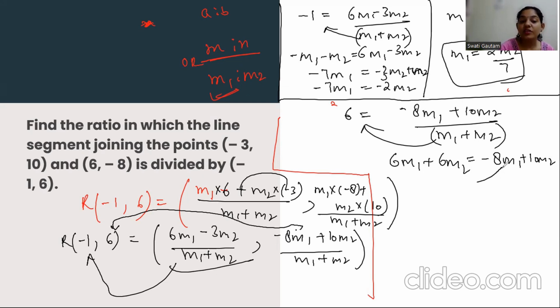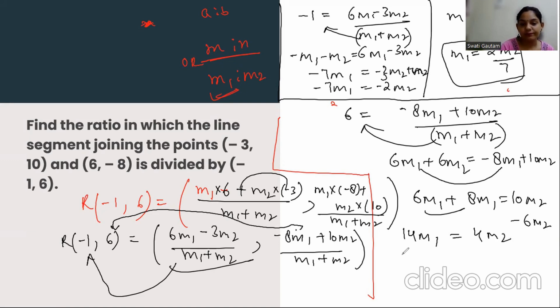Now I will solve like terms. So these are two like terms. So I am taking 6m1 plus 8m1, because 8 is minus and it will change its side, it will become plus. 10m2 minus 6m2, not plus, right? So minus 6m2. So it will become 14m1 equals to how much? 4m2. 4m2, right? Now, what is the ratio? m1 by m2 equals to 4 by 14, which is 2 over 7.